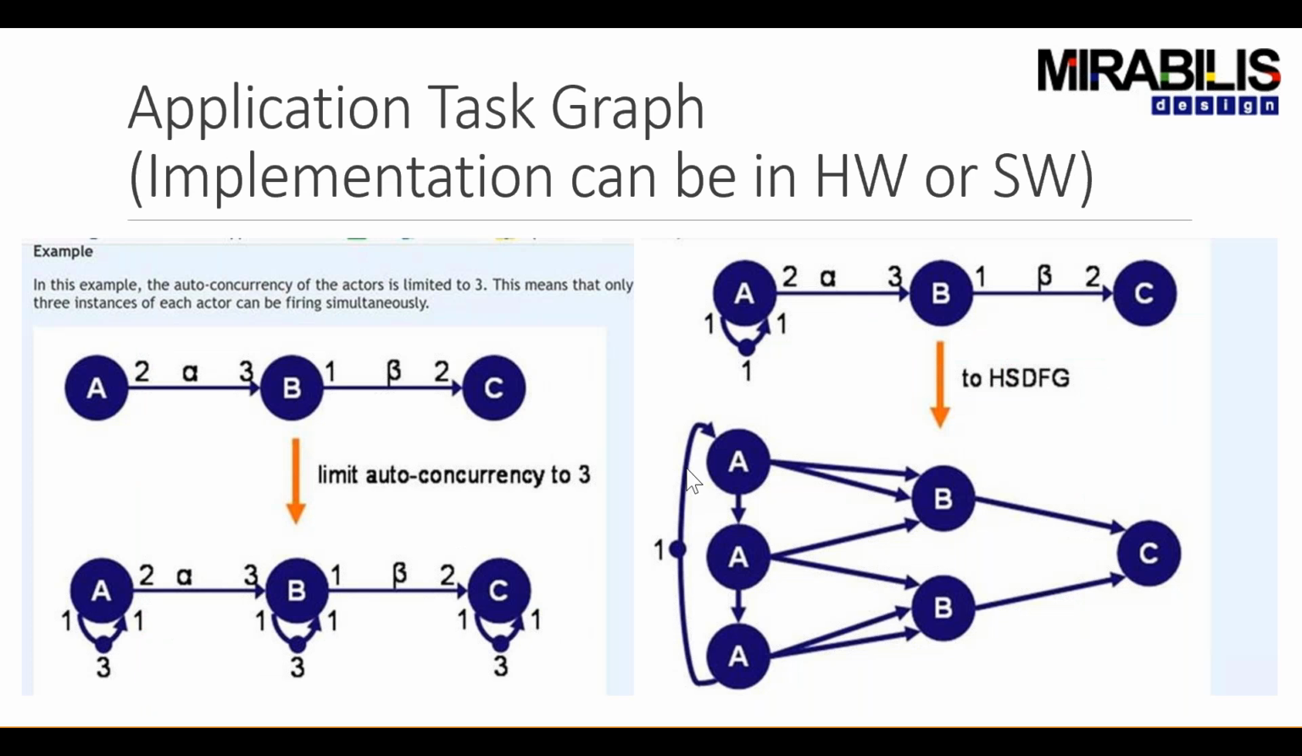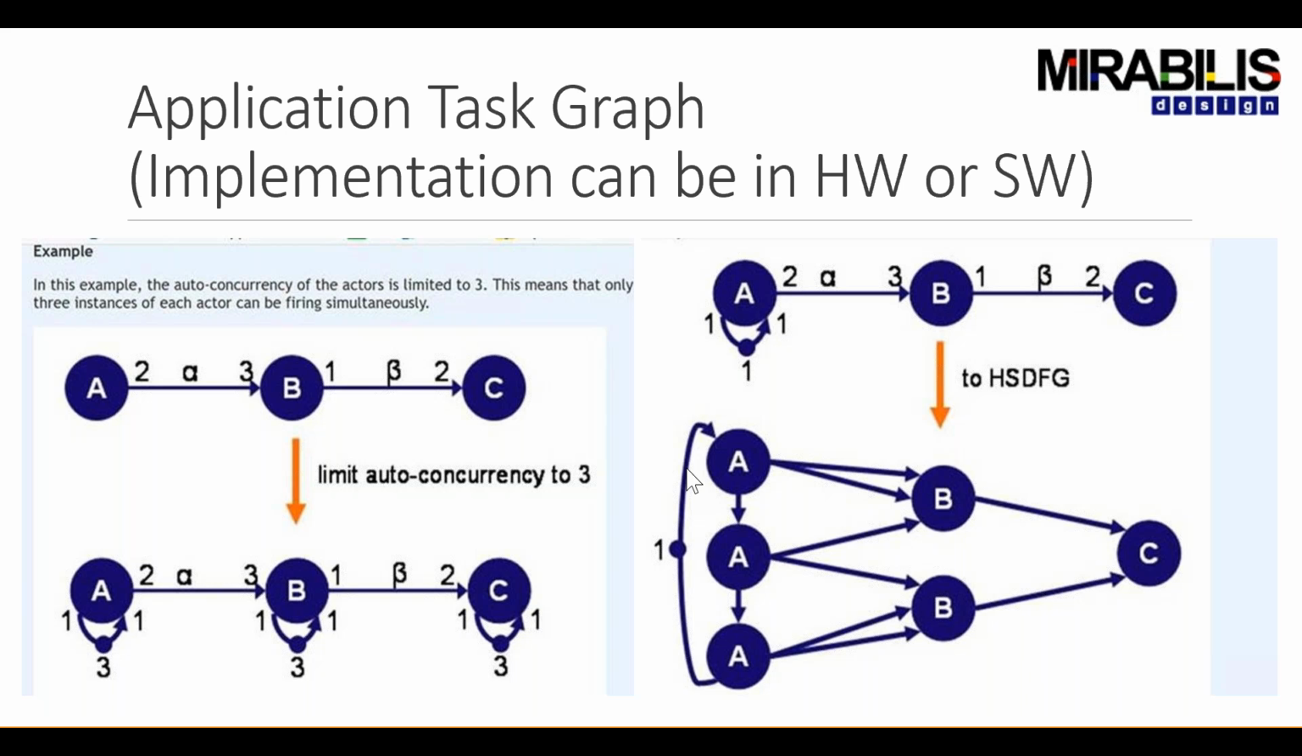Now, let's take an application task graph. Notice here, when we see a task graph, we don't generally specify how the implementation is, because the task graph is simply telling you what are the different nodes or processes and the interaction between these different processes. So the implementation can be either in hardware or in software or in a combination.